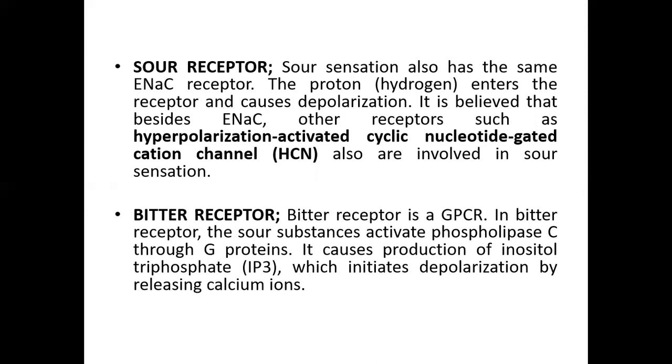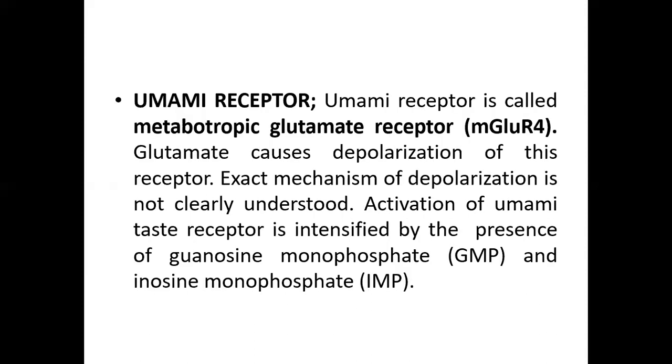The bitter receptor is a GPCR. In the bitter receptor, the bitter substance activates phospholipase C through the G proteins. It causes production of inositol triphosphate, IP3, which initiates depolarization by releasing calcium ions. So guys, I want you to go in your own free time, read this concept under the guide, try to understand what's happening here and appreciate the information.